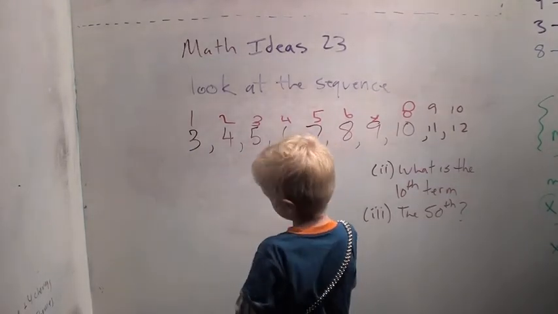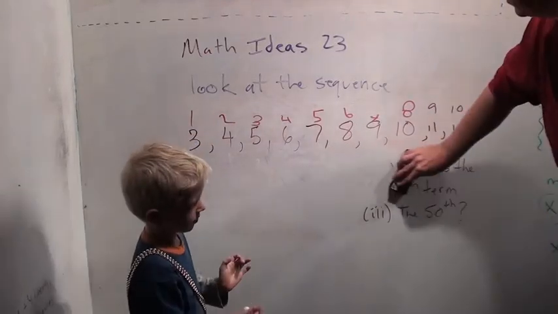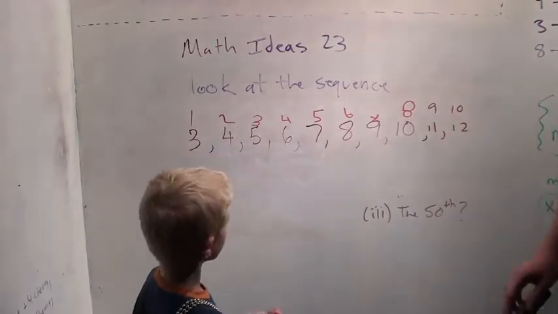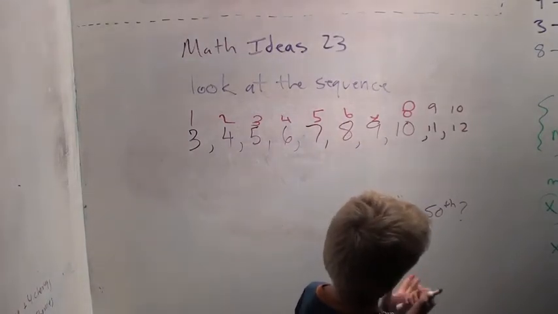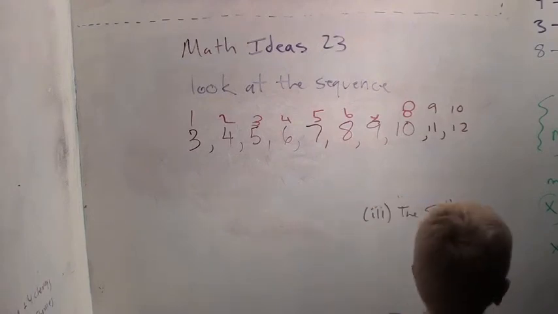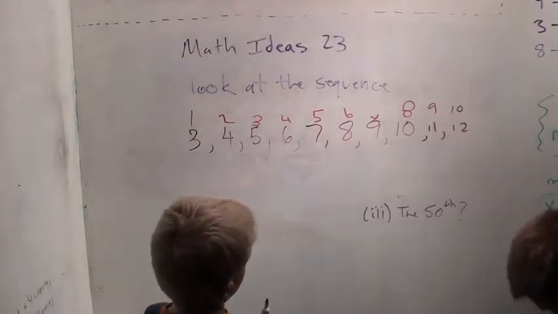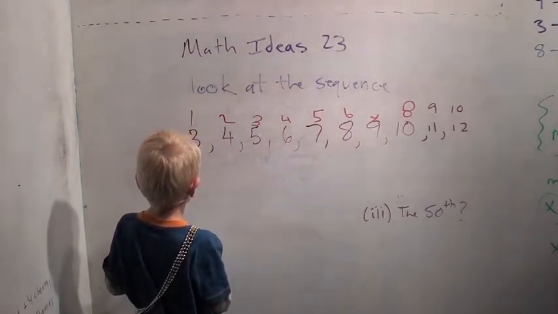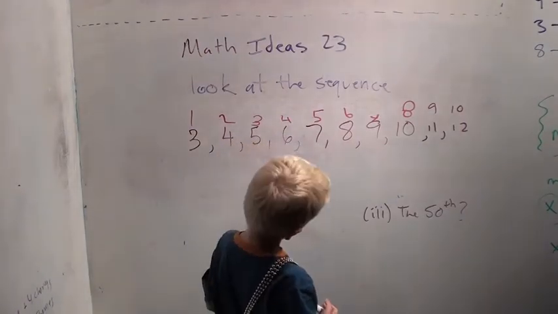Okay, so here's the question now. Here's the last question. What is the 50th term going to be? Whoa. I don't think we want to write them all out. So is there a way we can figure out what the 50th term is without having to write them all out? So we know the 10th term is 12. What is the 50th term? How are we going to figure this out?